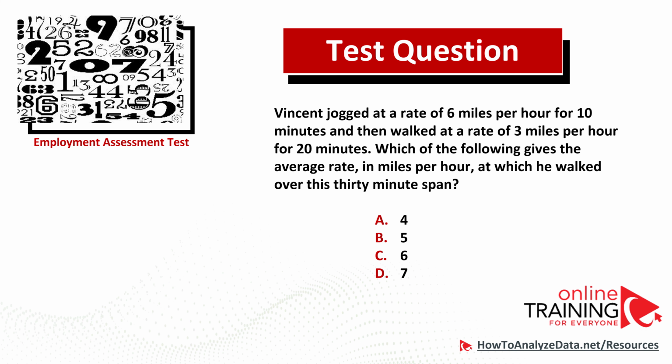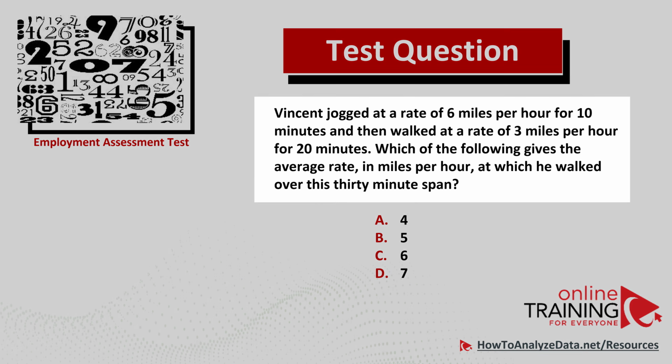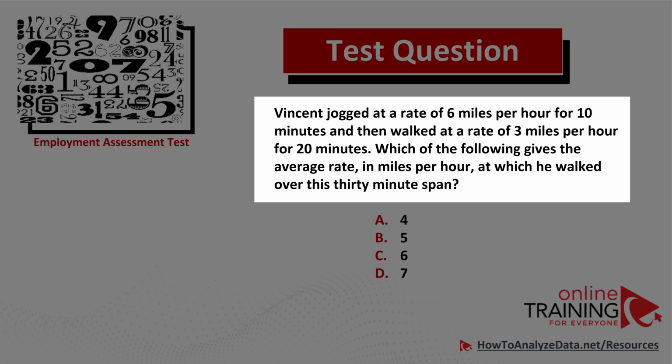And now here's the question for your practice. Vincent jogged at a rate of 6 miles per hour for 10 minutes and then walked at a rate of 3 miles per hour for 20 minutes. Which of the following gives the average rate in miles per hour at which he traveled over this 30-minute span?